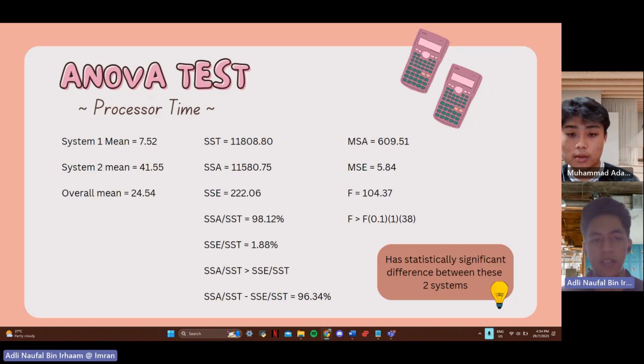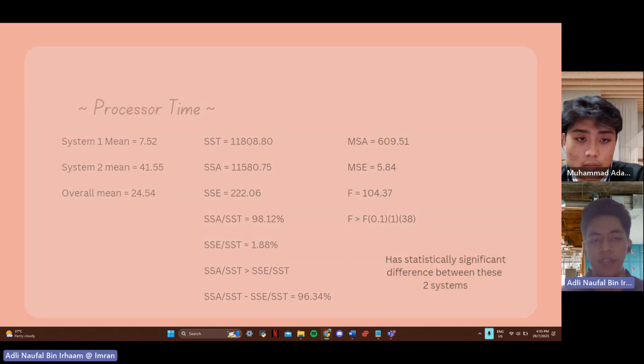So this is the ANOVA test where we calculate for the processor time. This one I calculated manually. It is quite challenging as we have 20 samples, so there might be some careless mistakes when calculating it. So this is the result we obtained, where there is a statistically significant difference between these two systems for the processor time. Next, passing to Adam.